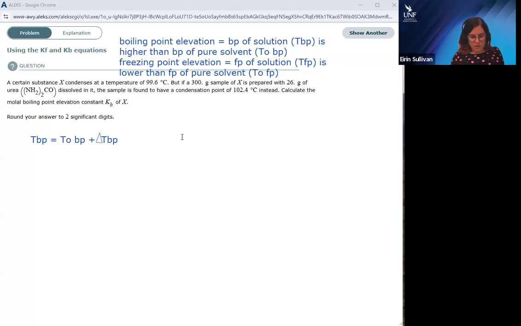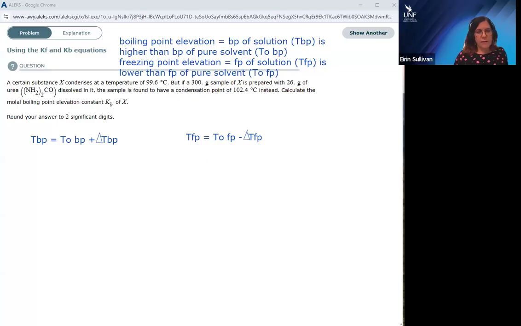Same kind of logic with the freezing point of our solution, except of course you're going to subtract off the difference between the freezing points, because the solution is going to freeze at a lower temperature. So I put my little delta in there. Might look kind of janky, but we'll do our best. Okay, so those are the expressions that we're going to be using.